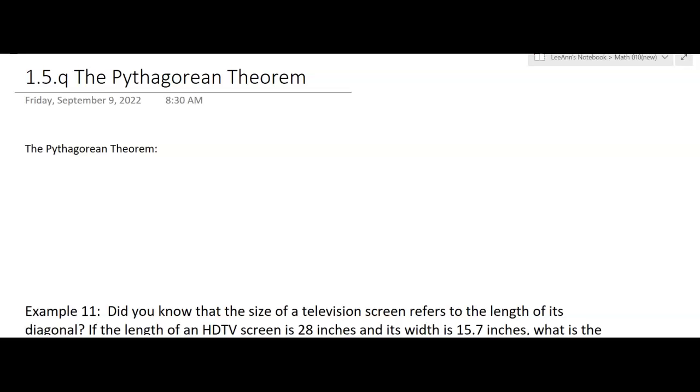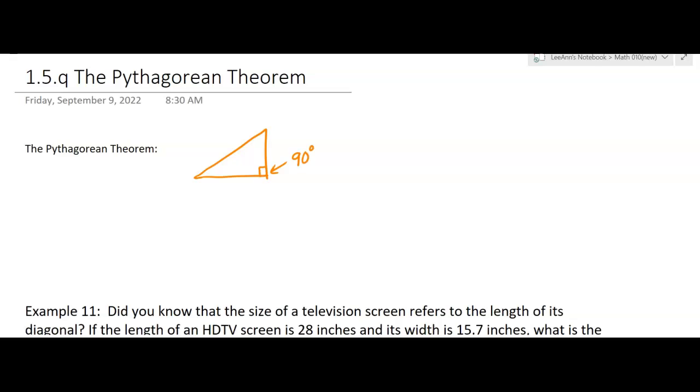In this video, we're going to talk about the Pythagorean Theorem, and then we have an example of using it. The Pythagorean Theorem is based on what's called a right triangle. A right triangle means that it has one right angle, and they usually show you the right angle. They'll put a little square there, and it's a 90-degree angle. That's what a right angle is.